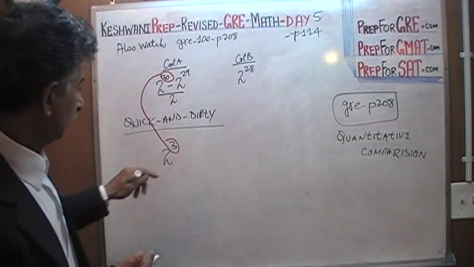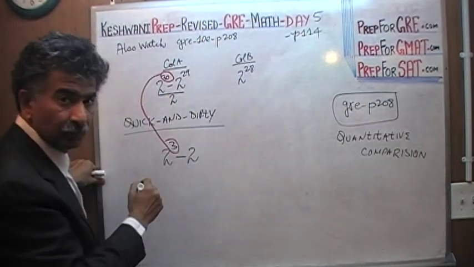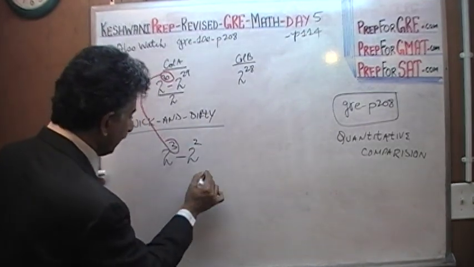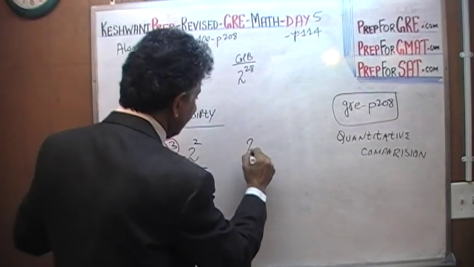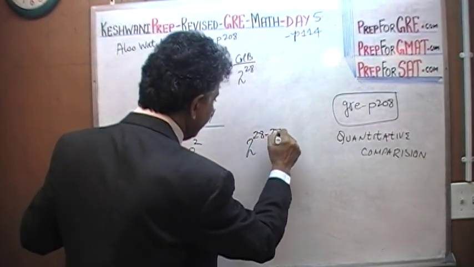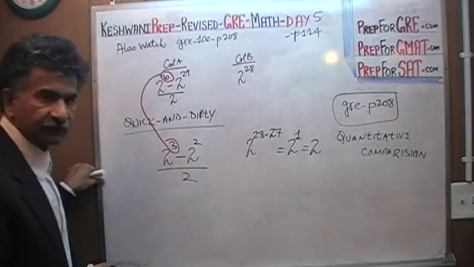Do you follow me? So 2 to the third minus 2 to the 29 minus 27 is now 2 to the second. And we're going to take half of that quantity. And here 2 to the 28 minus 27 is just 2 to the first power, which is just 2. Let's see what this works out to be.